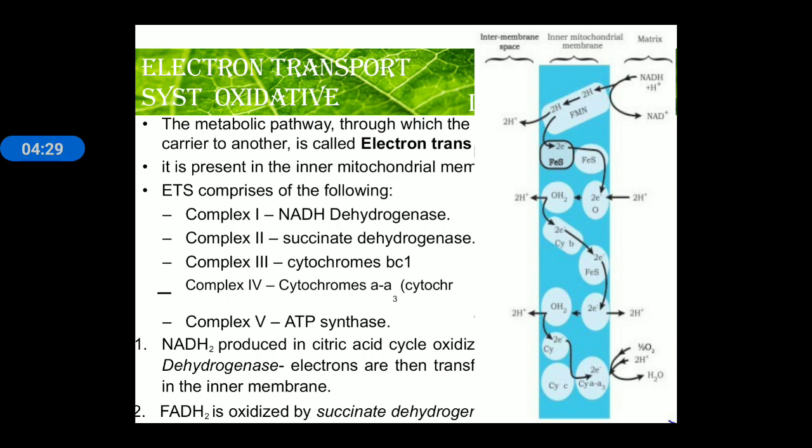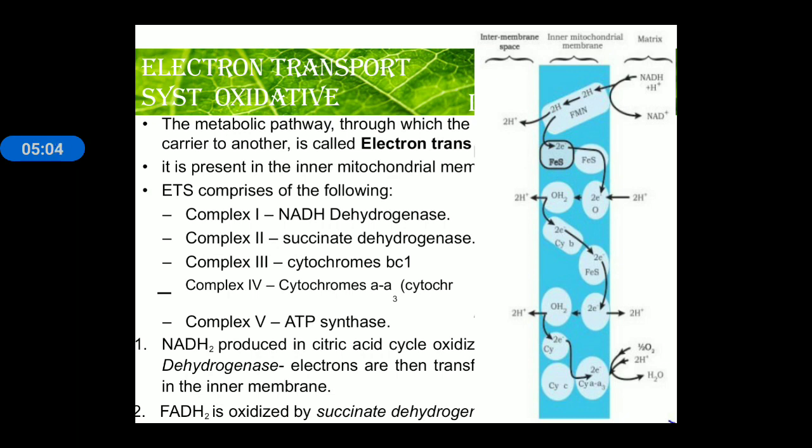You can see in the corner, this is the electron transport system in diagrammatic view. This diagram is from NCERT. You can see first the intermembrane space, then the inner mitochondrial membrane and the matrix. In the inner mitochondrial membrane, these complexes, complex 1, 2, 3, 4, 5, are arranged in a chain-like sequence, attached from one complex to the second, then third, then fourth, and then fifth.